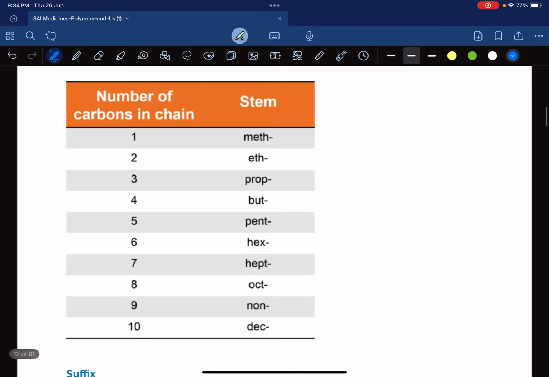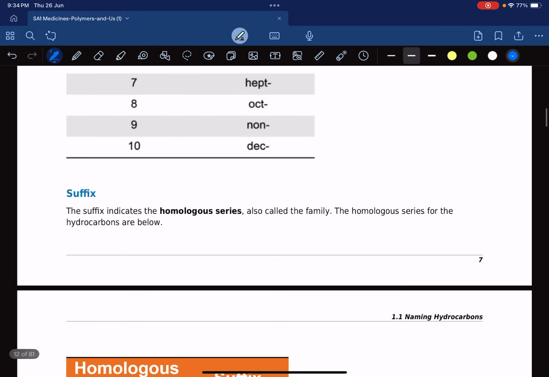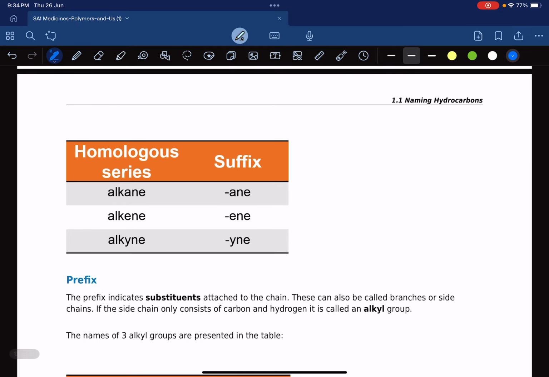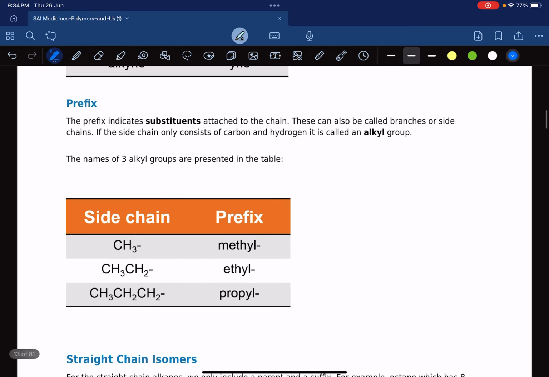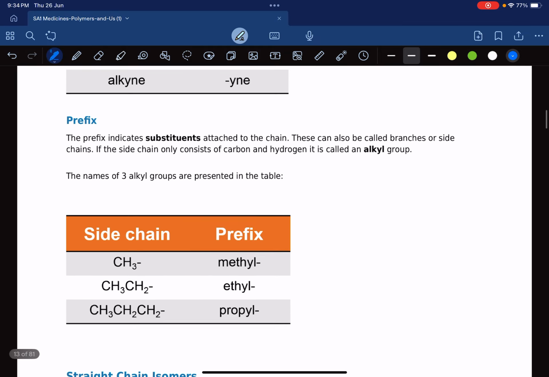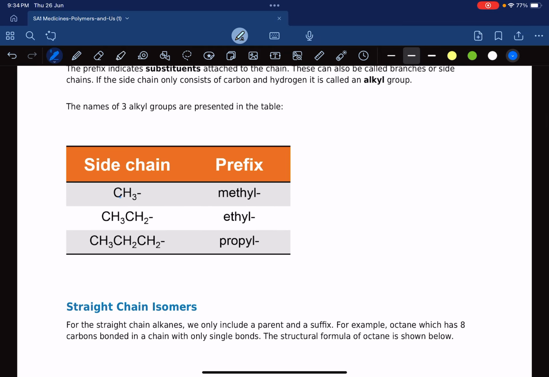So we will come across this. Suffixes are the family names. So here we go again: ane, ene, yne. All right. Prefixes are the beginning part. Prefixes are commonly things like methyl, ethyl, propyl. At this moment, you may not know what prefixes mean, but as we go on, you will understand this better. So please remember, these are the most common prefixes that you might come across: methyl, ethyl, and propyl.